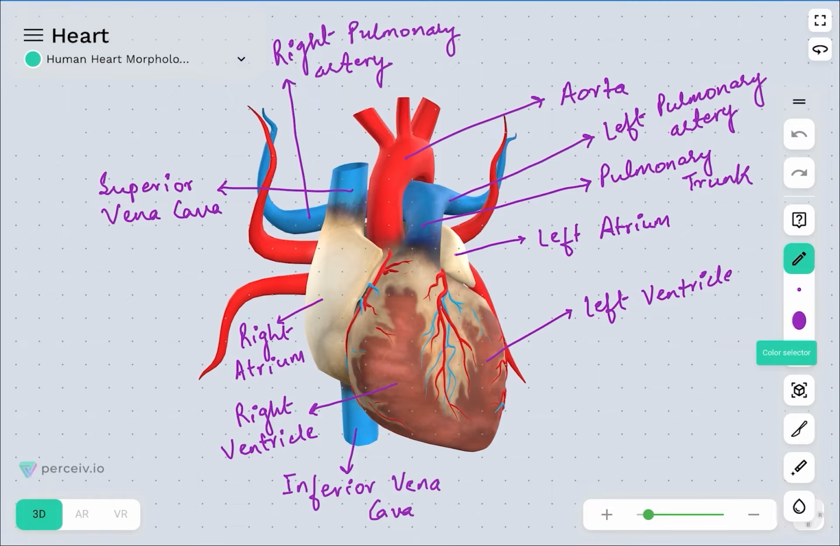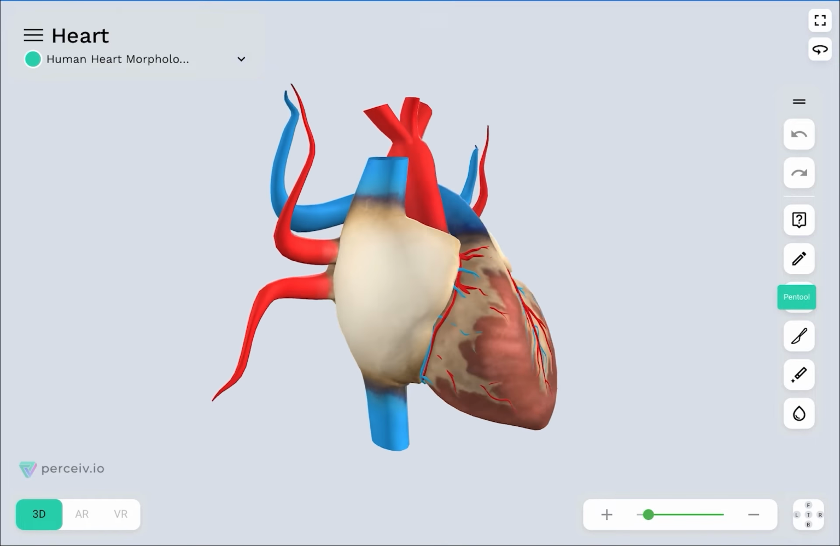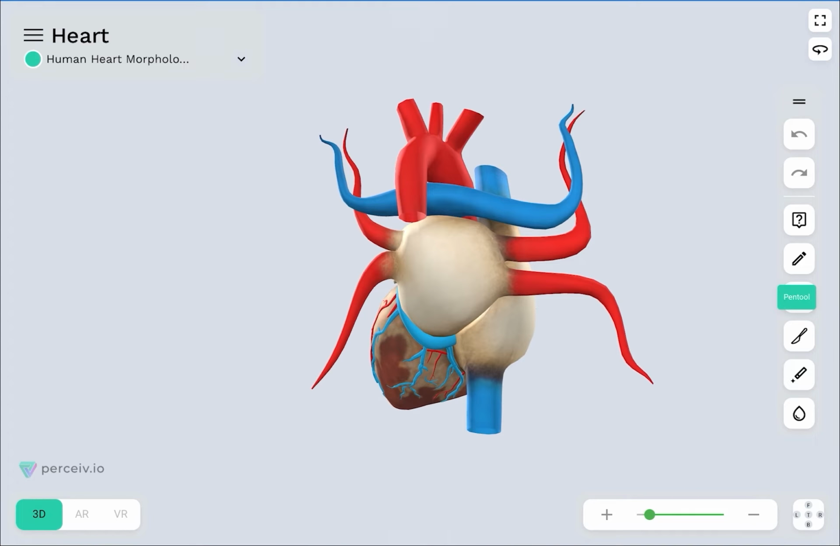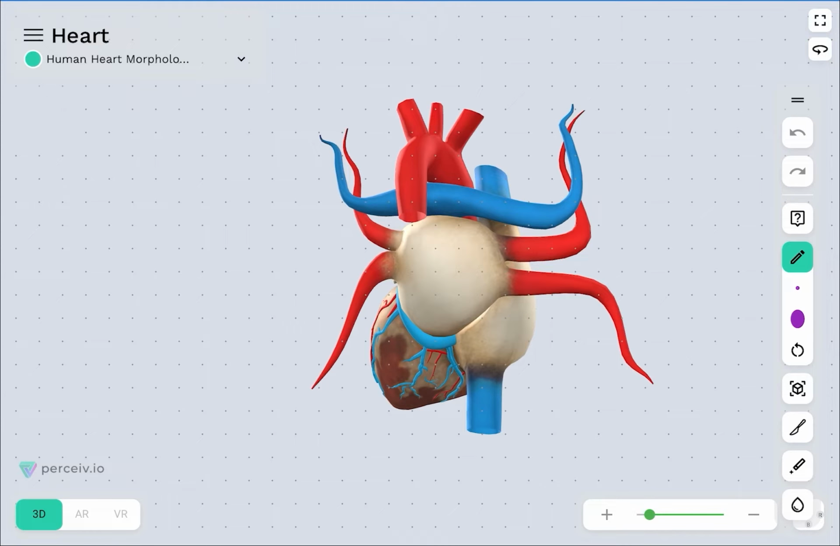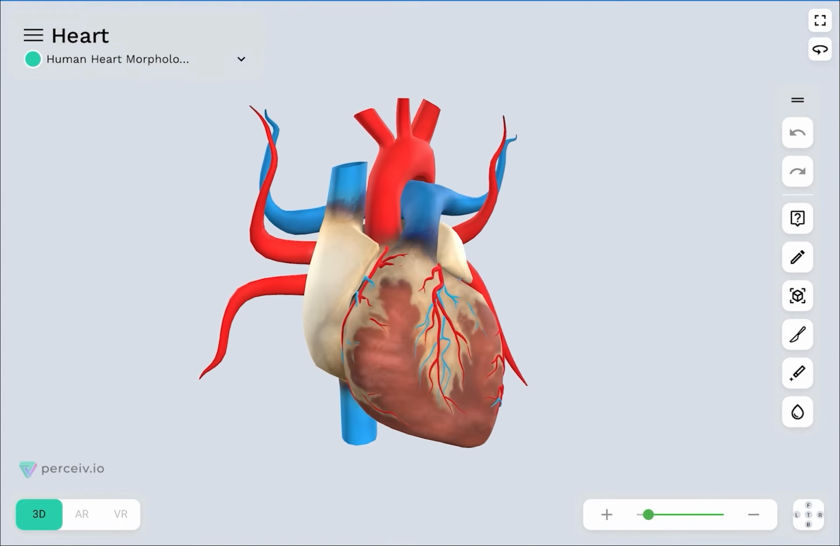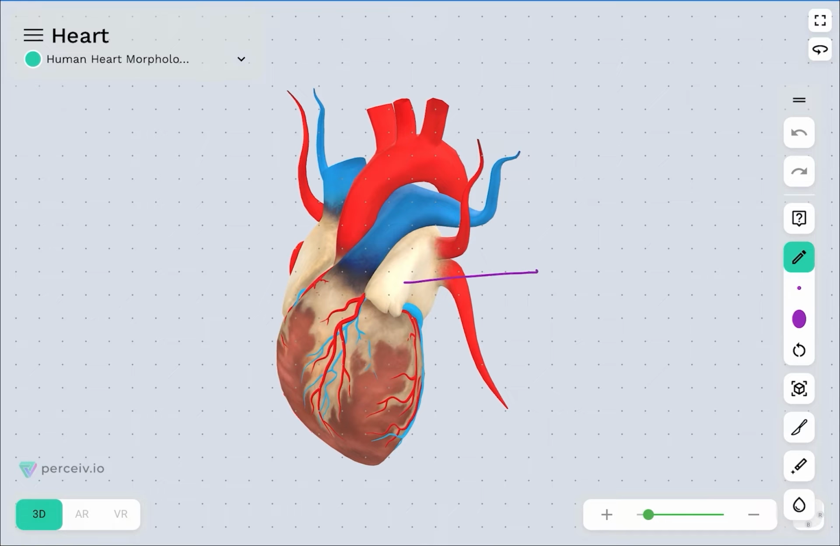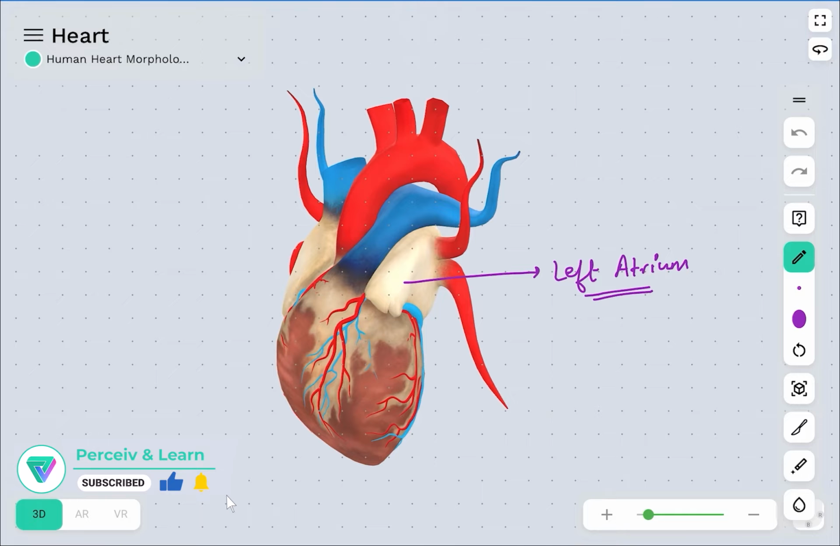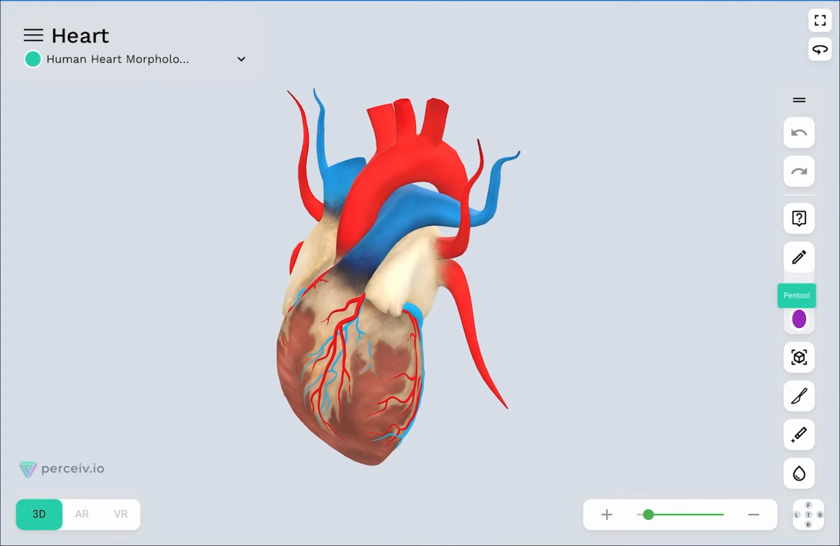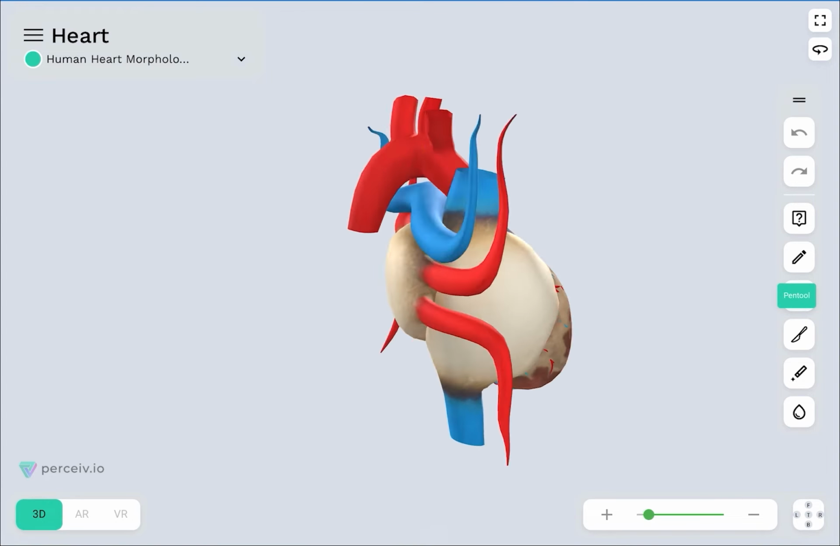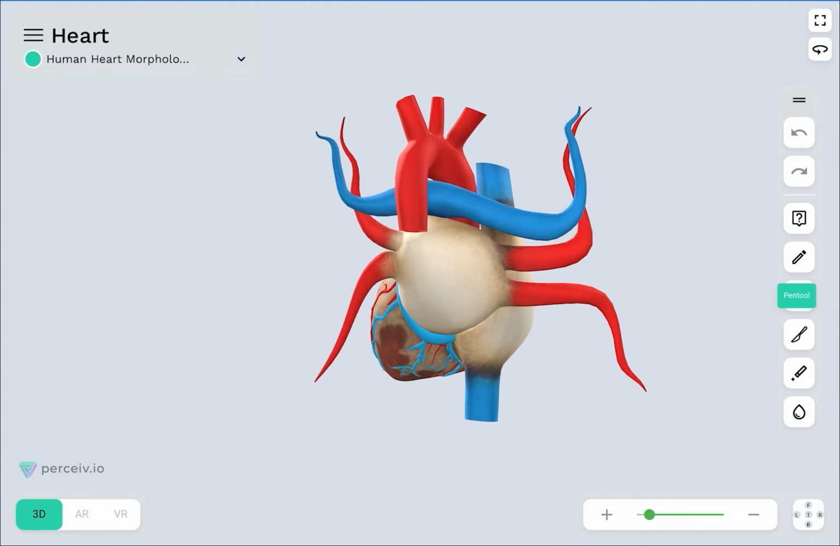Now, we'll remove all these labelings and move on to the back side of the model like this. You can see here this atrium, which is the left atrium. From the frontal side, you can see that it looks like this. This we have seen is representing the left atrium. All right. Now you can see that this left atrium is receiving the 4 pulmonary veins. Now we will see from the back side. So this is the left atrium.